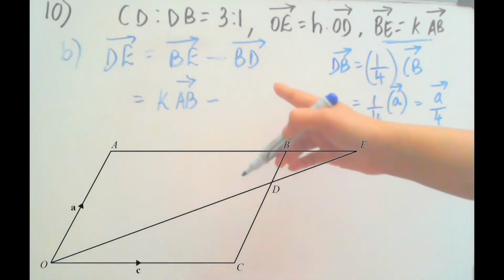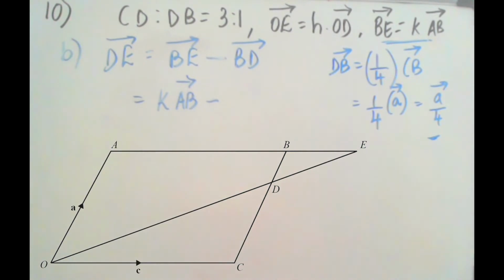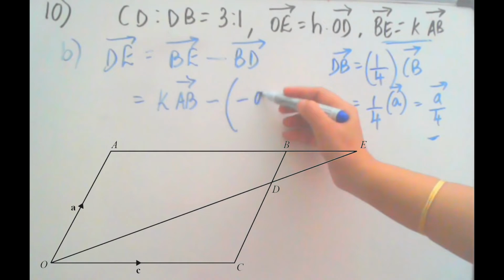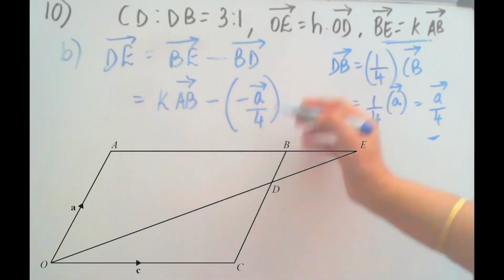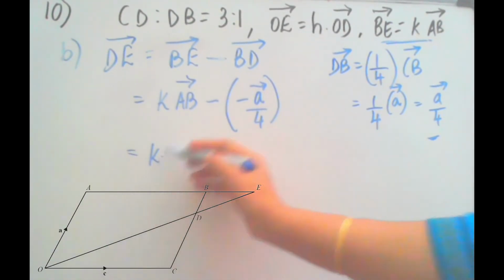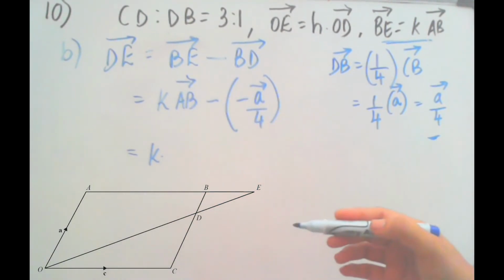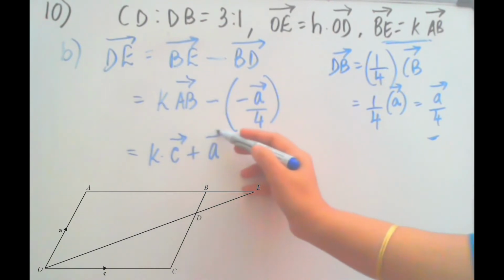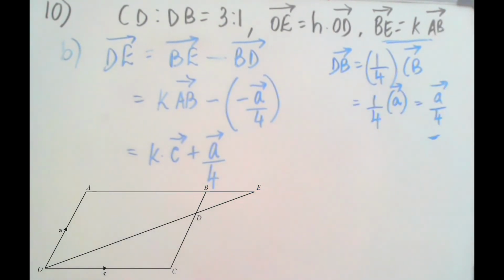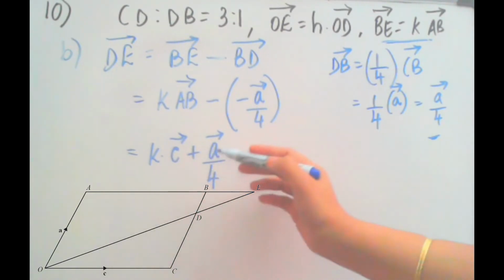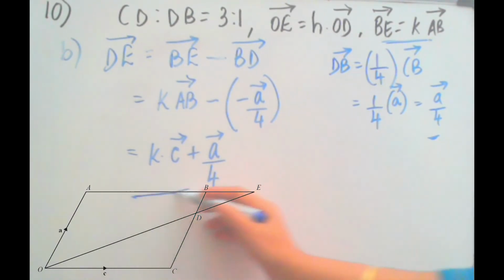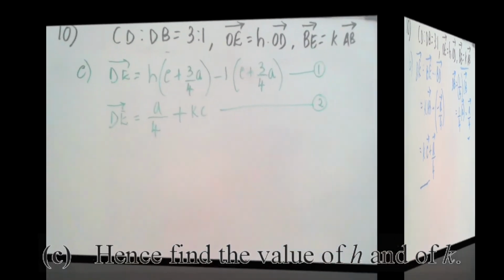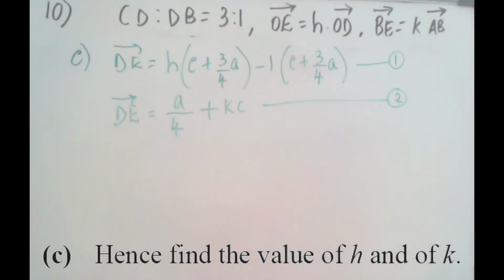So remember, we are dealing with vectors. So dB is not same as BD. So BD is negative of dB, equal to K multiplied by AB is C vector minus minus plus A divided by 4. So it is KC plus A divided by 4 is the expression for DE in terms of A, C and K. Now let us solve the question 10C.